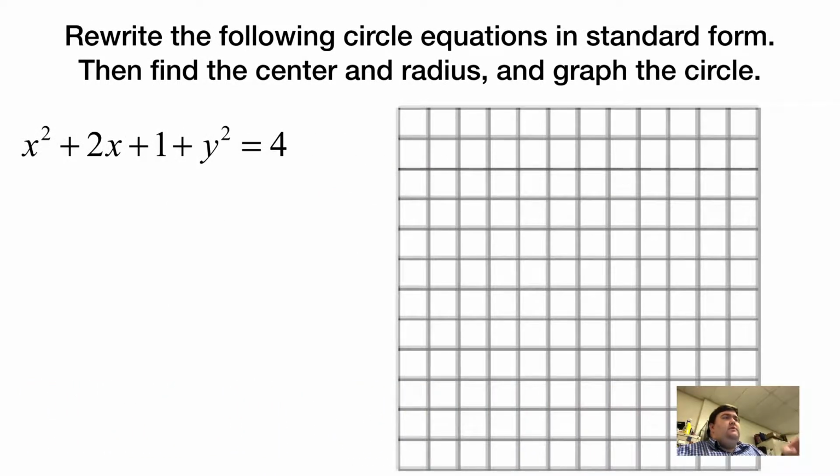Okay, so now what we're going to do is rewrite the following circle equations in standard form. Then we're going to find the center and radius and graph the circle. So in this question, I'm going to do one step that's honestly completely unnecessary. It actually is me doing something and then literally undoing it. But the reason why is normally this process would not work like this. This question has been specifically formatted to work already. But normally, you see, what we would do is complete the square. And that plus 1 that you have right there would not work.